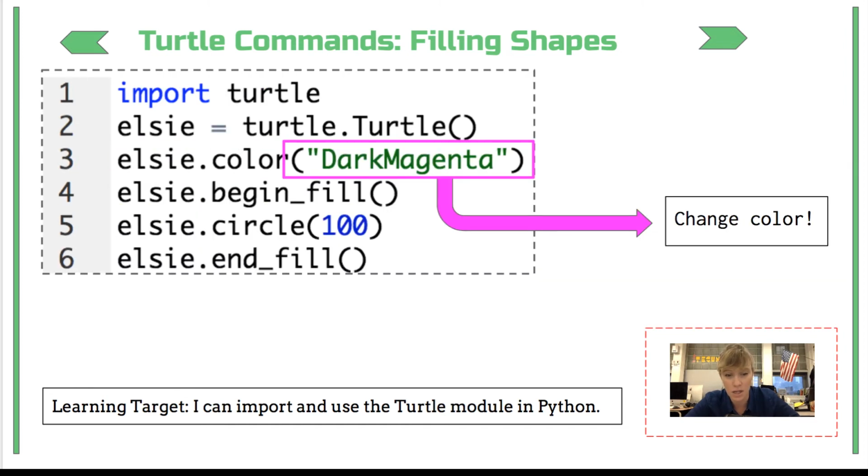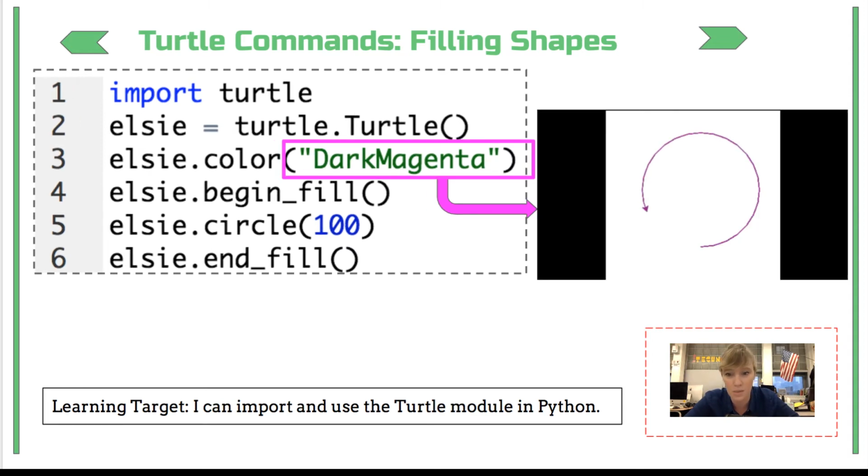Okay, changing the color. There are different color names that are recognized by the browsers. Most browsers will recognize a variety of color names, but you have to know the names of the colors in order to utilize them. The way I can change color is I can say Elsie.color. This refers to the pen color that Elsie is drawing with. I've used a color name that's recognized by my browser, so it's recognized by the development environment that is web-based. And it looks like this when I draw it. It creates a purple circle.